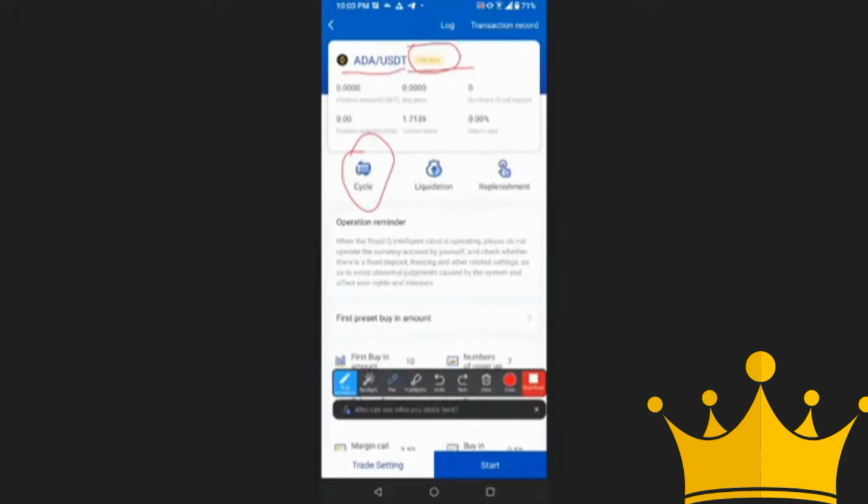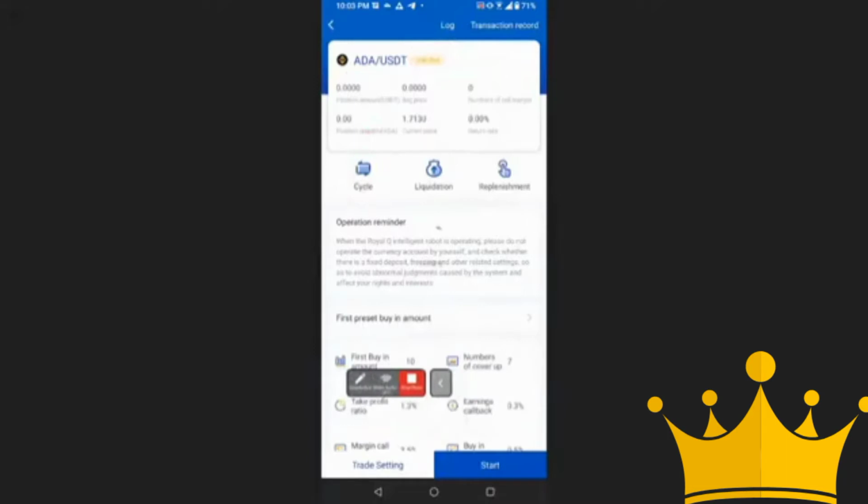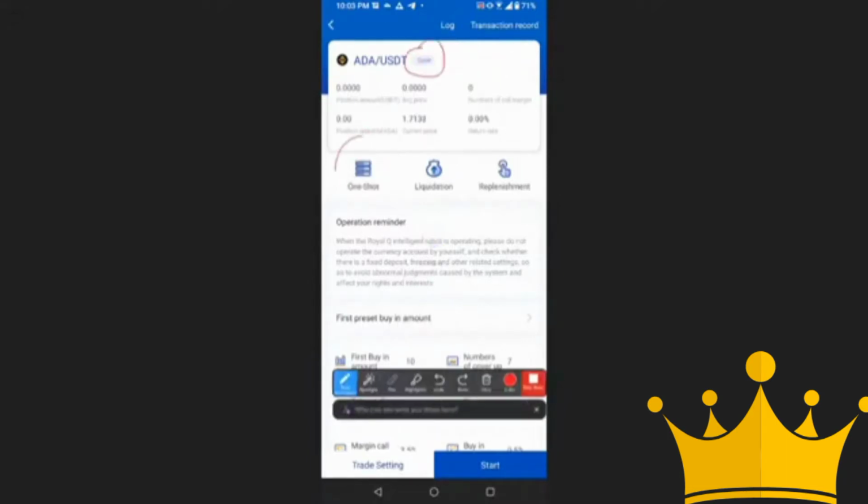But if I want it to repeat, all I need to do is click on cycle. Can you see what happened? This became cycle, this became one shot. If I trade with cycle mode, it means that whenever the bot has closed a trade with profit, it will buy again for the next trade. It closes again, it buys again. So this is cycle mode.